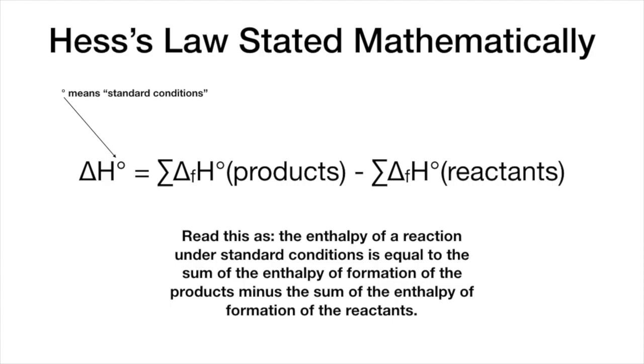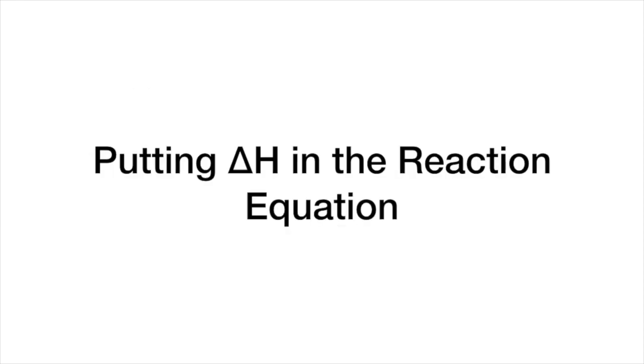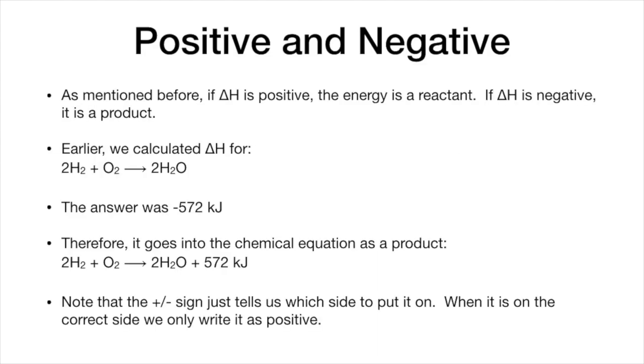All right, so now let's work on putting this information to use in an actual equation. We're going to use our change in enthalpy in our reaction equations. First of all, we noted at the beginning that if delta H is positive, then energy is a reactant. If delta H is negative, then it's a product.